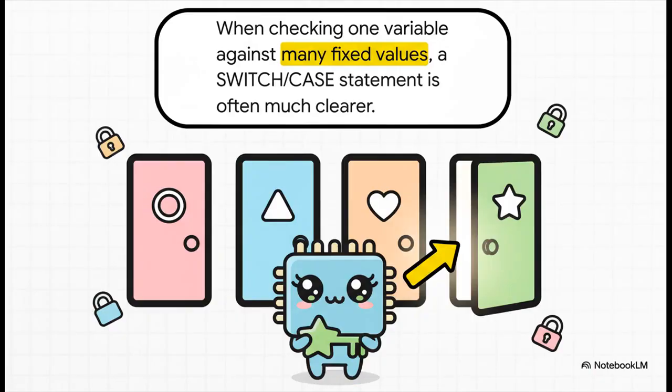So what if you're not checking for a range, like greater than 50? What if you need to check if a variable is equal to one of many specific fixed values? I mean, you could use a really long, ugly chain of else ifs, but there's a much cleaner way to do it, the switch statement.